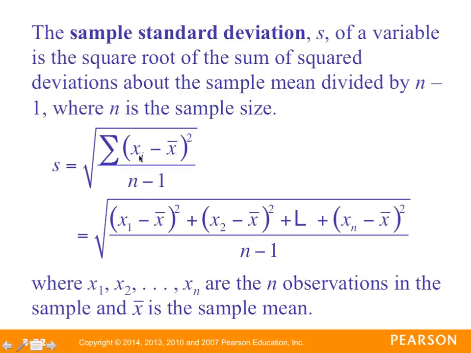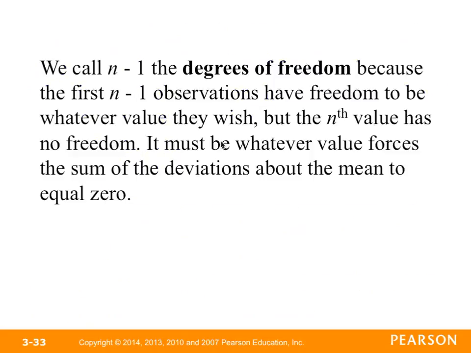So basically you just take your observations, subtract your mean, square those deviations, and then add them all together, divide by n minus 1, and take the square root. This would give you the sample standard deviation, which is typically denoted with an S, whereas the population standard deviation is typically denoted with sigma.